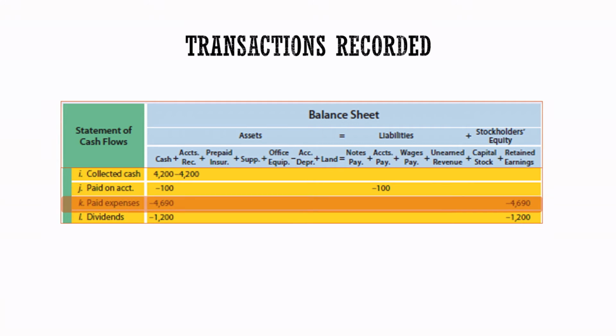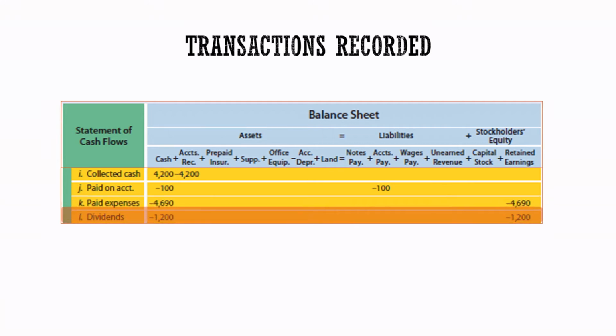The company also paid dividends of $1,200 to the stockholder, Dr. Landry. This transaction was recorded as a decrease in cash and an increase in dividends, which is a decrease in shareholders' equity.